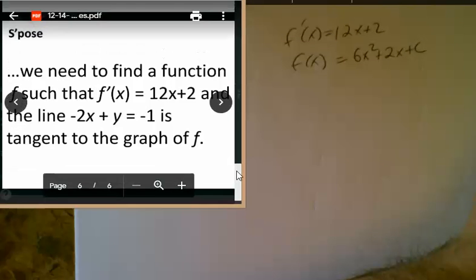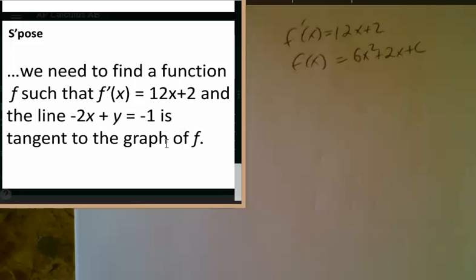The line negative 2x plus y equals negative 1 is tangent to the graph of f. If it's tangent to the graph of f, we should be able to make the connection that it has the same slope. All right, well, we have the slope right here. F prime is 12x plus 2, but what's the slope of this line if it's supposed to be tangent to that curve? It's supposed to be tangent to the original f, which has this derivative, which means the slope has to be the same.